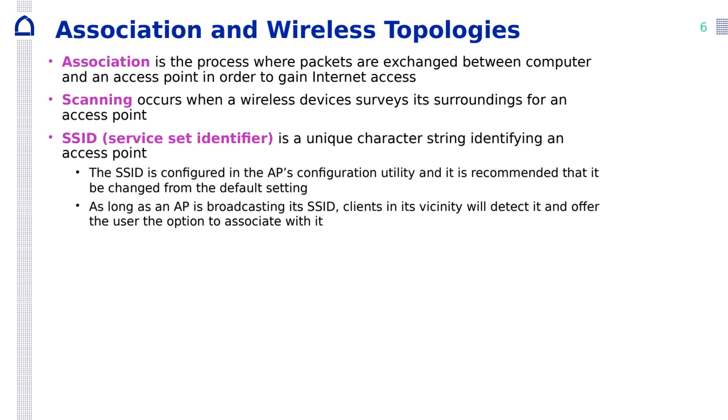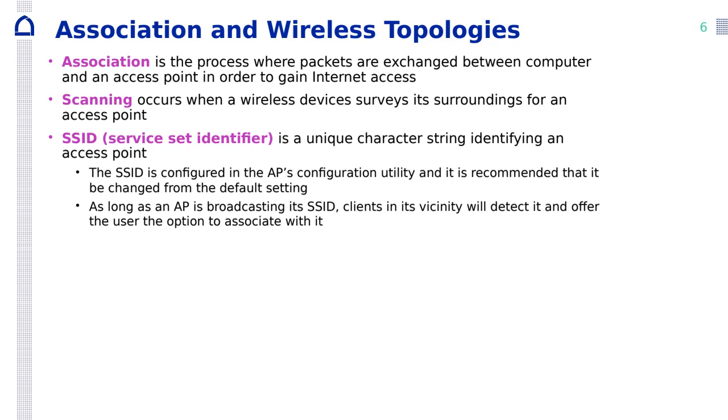Association is the process where packets are exchanged between the computer and the access point. So your computer is exchanging with the access point. We call this, they are associated. Scanning is when the wireless device surveys its surroundings for an access point. When you turn on your mobile, it starts to find which access point is available. We call this scanning.